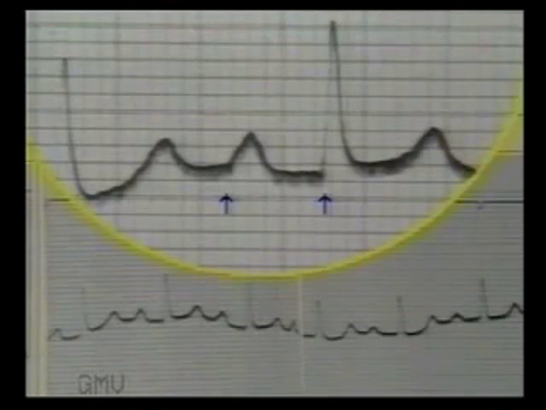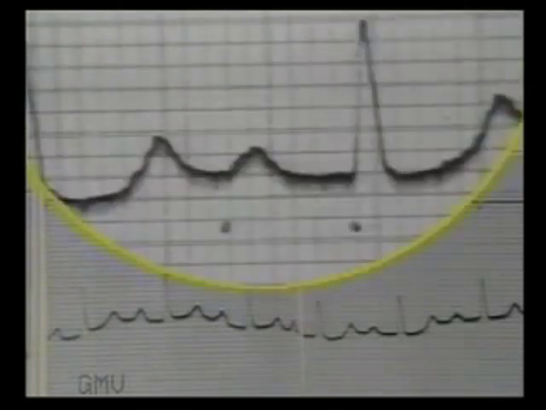But no beat is dropped. This is termed first degree AV block, or first degree partial heart block. Note again, in another ECG, a PR interval of 6 small squares, and note in the lower strip that every P wave is followed by a QRS complex. Only the conduction is delayed in the AV node, resulting in a prolonged PR interval.